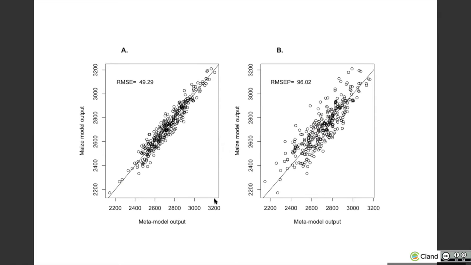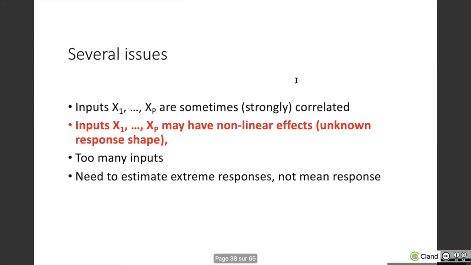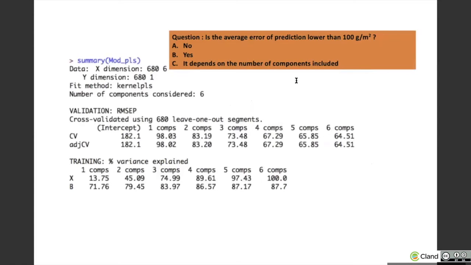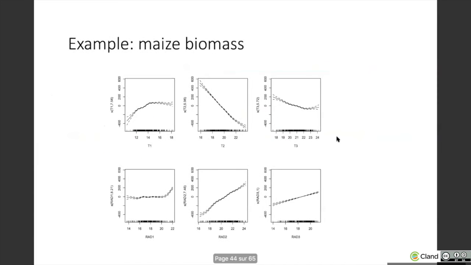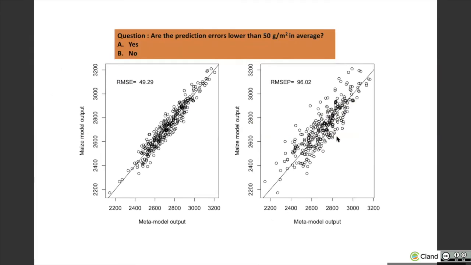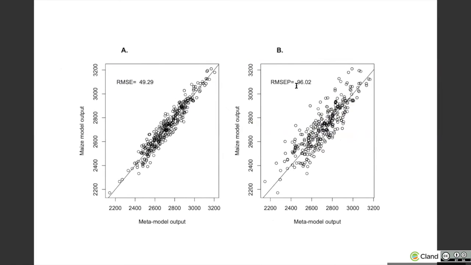So here I've done a cross-validation. This is the result of graphic B here. And you can see from this cross-validation that the root mean square error is 96. And this 96 value can be compared to the result of the cross-validation obtained for the PLSR model. So here, the best PLSR model had a root mean square error of 65, which is actually better than the GAM model. So based on these results, we will not prefer using the GAM model. We will use PLSR because PLSR looks more accurate.